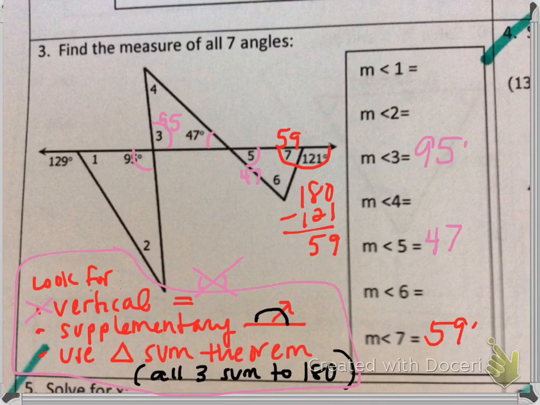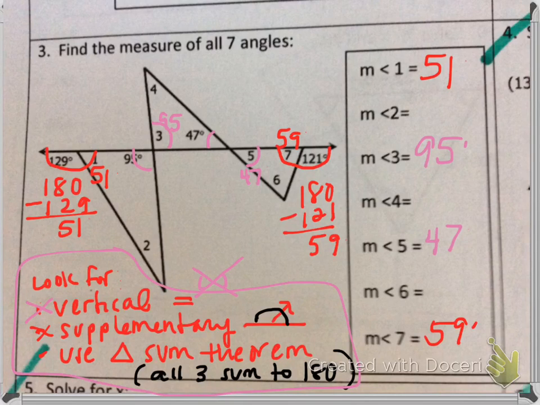Other supplementary pairs. Angle 1 and 129 degrees, they form 180 degrees. So 180 minus 129 would be 51. So angle 1 is 51 degrees. And that concludes all of the supplementary pairs.